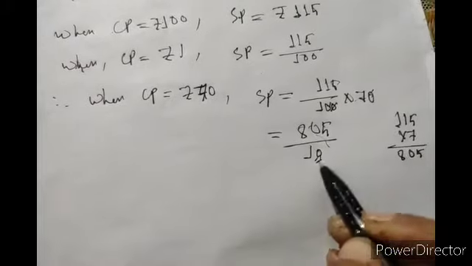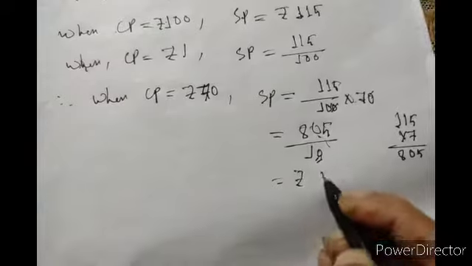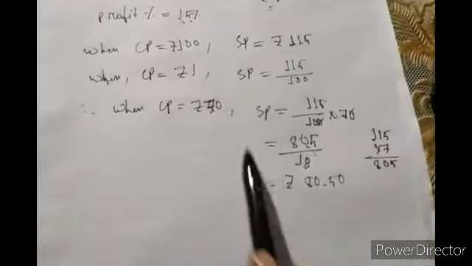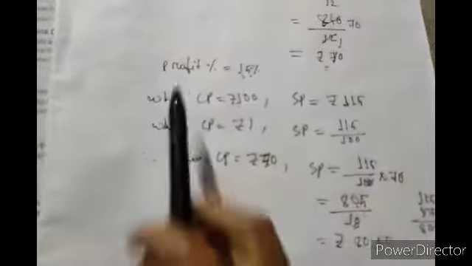Since we have cut 10, 805 by 10. How many zeros? 1 zero. So the decimal will be before 1 digit. So our answer will be rupees 80.50. Therefore, selling price will be rupees 80.50 to gain a profit of 15%.